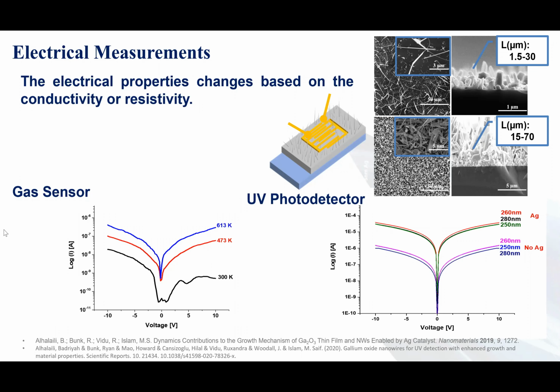The second one, we also tested for IV measurement. The photocurrent for a photodetector was measured at different selected wavelengths, such as 250, 260, and 280 nanometer. So we used 1 nanowatt LED lamps to evaluate the device performance for the detection of deep UV light. Interestingly, the photodetection response with the silver catalyst was improved by almost 2 orders of magnitude.